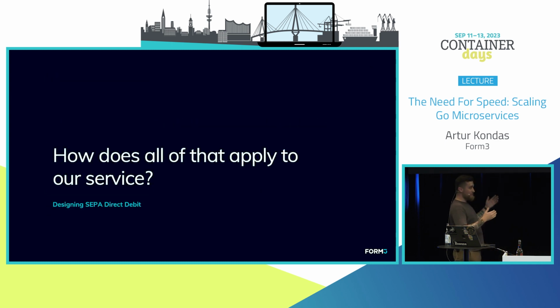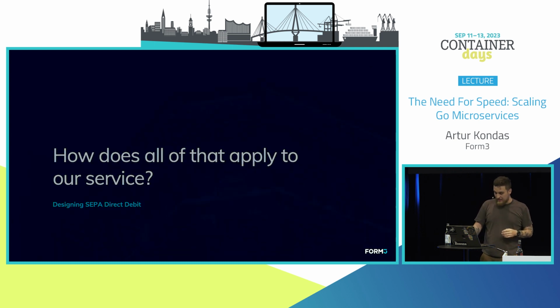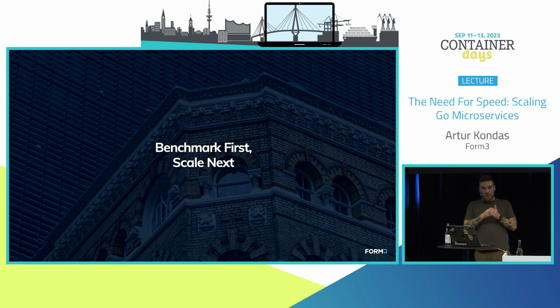But then, how does that apply to our service? This is when we go back to the separate direct debit example, which is the issue that we had last year, where we found a small bug, or maybe not a bug. We just never reached the place where we would have to fight with the maximum file size. So we developed a approach called benchmark first and then scale next. Instead of playing a guessing game, going, hey, this works, this doesn't, this is fun, this is not, let's actually check it out and see what's what.